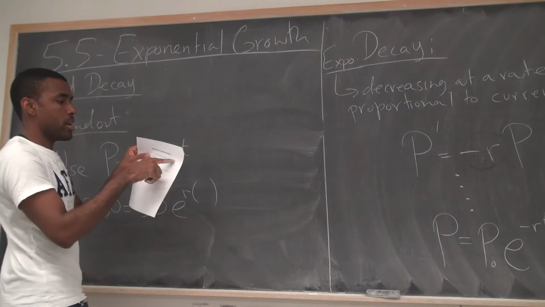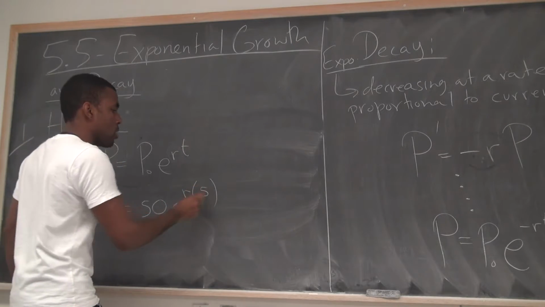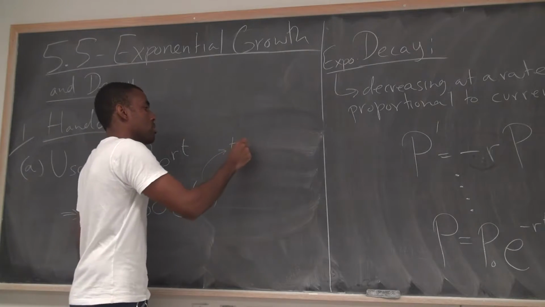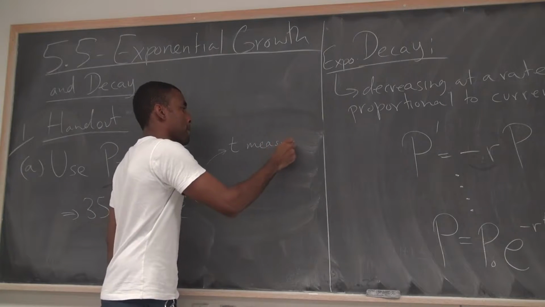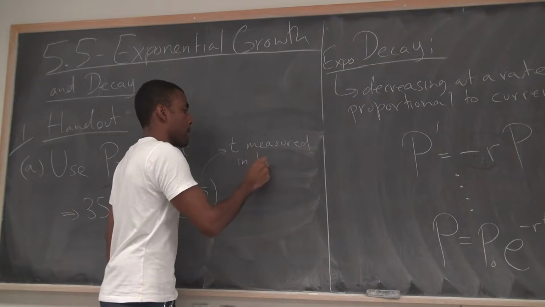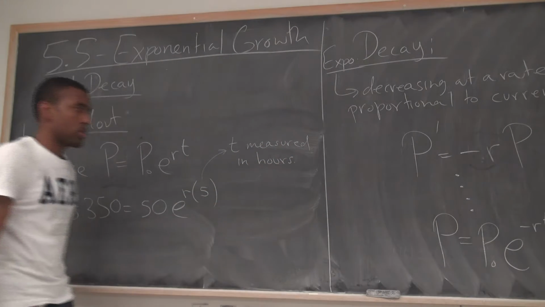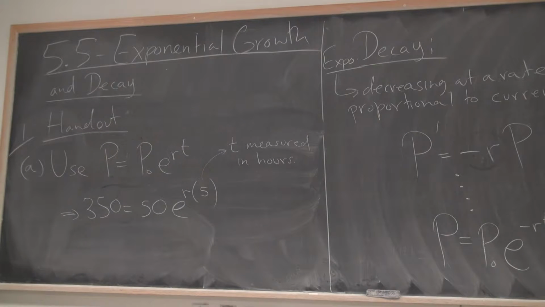Right? So we go from 10 a.m. to 3 p.m., that's 5 hours. Here I'm looking at T measured in hours. So you can pretty much choose your units if it's not stated. Right? So we have that equation, and we simply now just solve it for R.